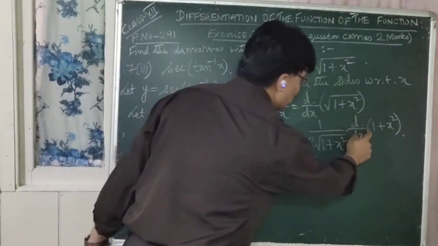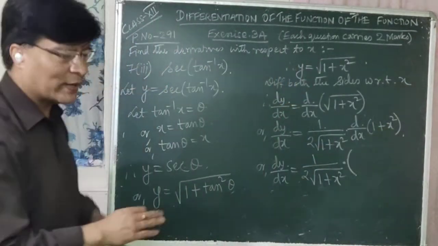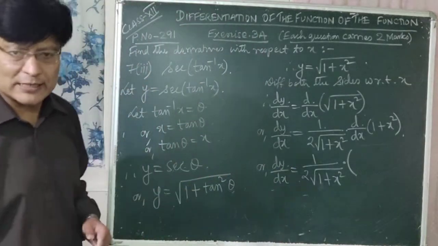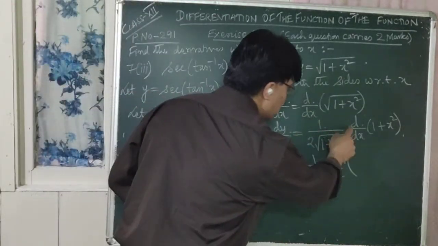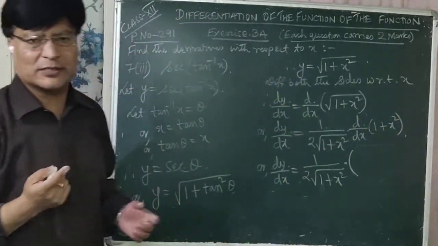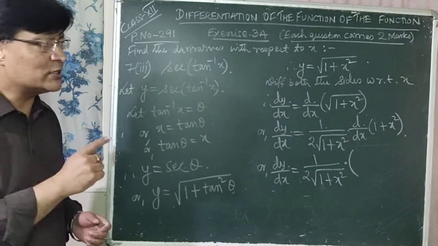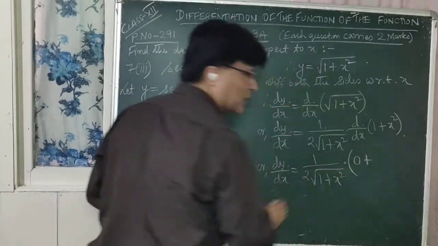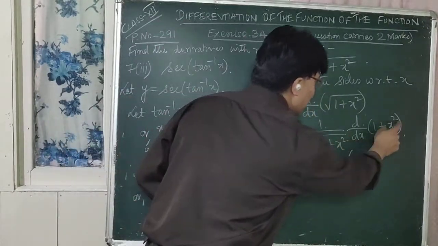Now what is dy by dx of 1 plus x square? You can find out the differentiation of the first term plus differentiation of the second term, right? So what is dy by dx of 1? 1 is constant, you know that, isn't it? What is dy by dx of a constant term? 0, you know that. It is 0 plus, next it will be dy by dx of x square.